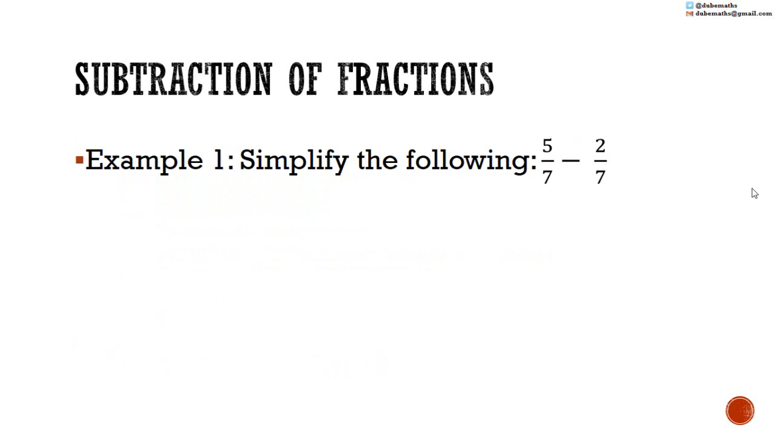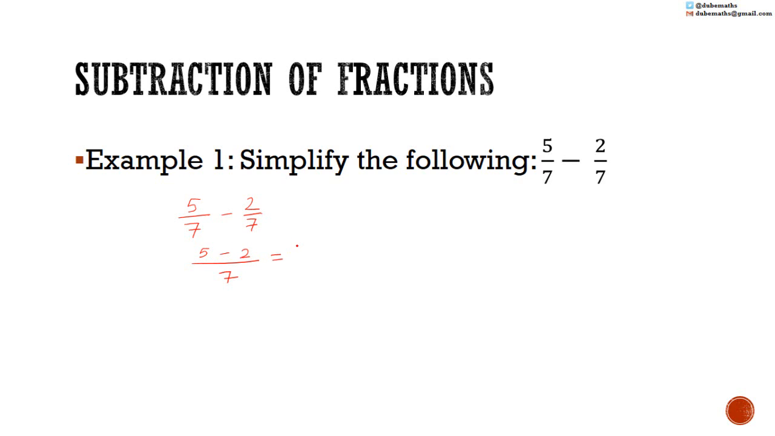So the first example, let's subtract two fractions, 5 over 7 minus 2 sevenths. In this case, both denominators are the same, and the LCM of the same number is that number itself. So the LCM of 7 and 7 is equal to 7. Draw this line and put the LCM below. We know the LCM is 7. And 5 over 7 is the same as 5 over 7. And 2 over 7 is the same as 2 over 7.